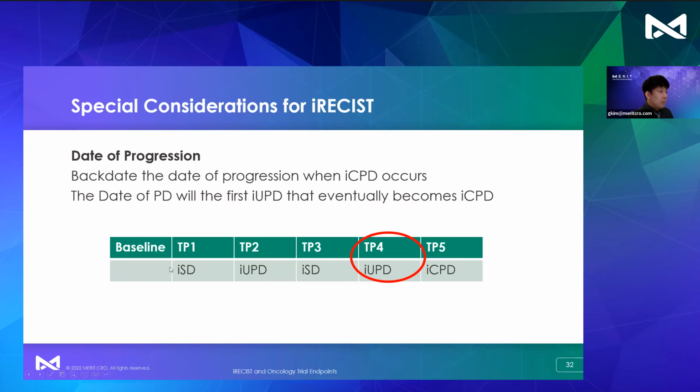An example here is a subject starting with a stable disease, then IUPD, getting out of the IUPD, so the subject now has a stable disease. Now they went back to the IUPD, and finally that IUPD has been confirmed as a confirmed progressive disease. In such cases, the date of the progression will be backdated to the time point where unconfirmed progression was the initial progression that was seen. Eventually that has been confirmed. So time point 4 PD date will be used for the progression analysis.